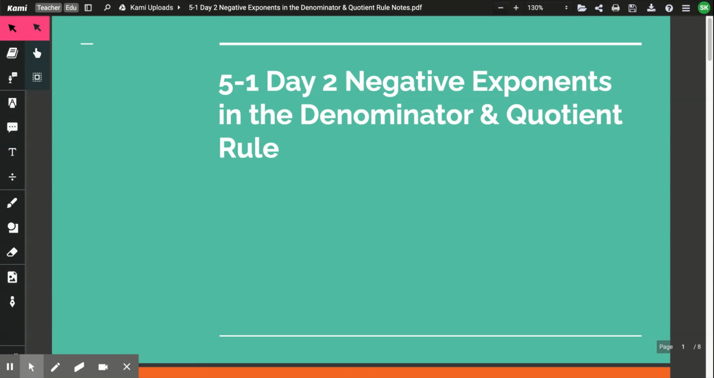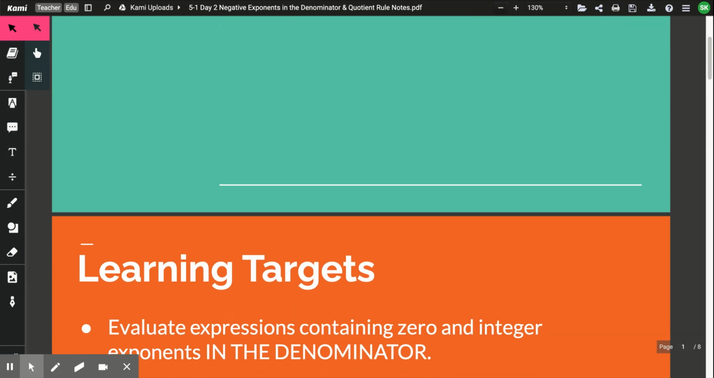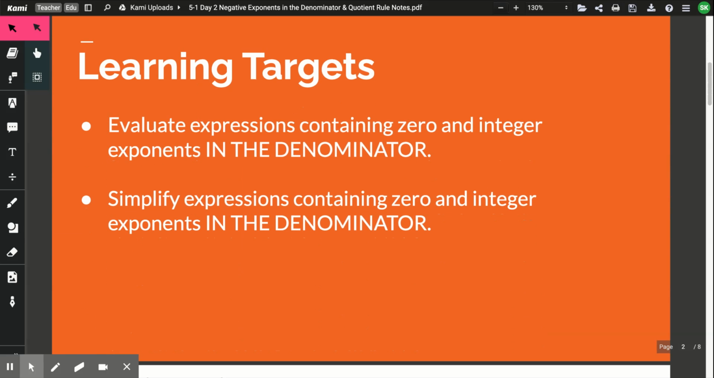Hey, algebra students. Today we're going to learn about negative exponents in the denominator of a fraction and also something called the quotient rule. So today's learning targets are to evaluate and simplify expressions containing zero and integer exponents in the denominator.